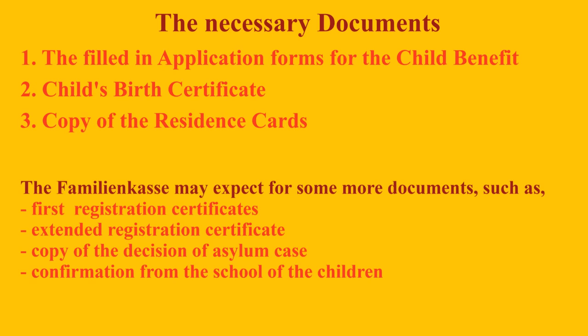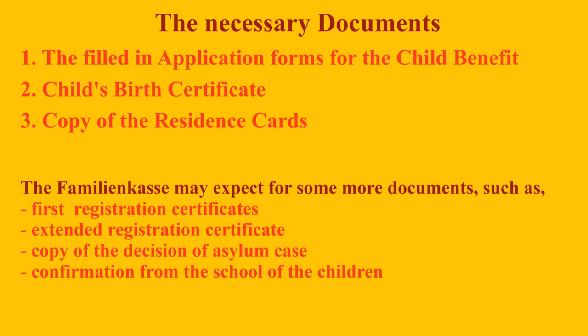Familienkasse asks for a confirmation from the school of the children, so that they can find out whether these children attend the school or not. This confirmation from the school is called Schulbescheinigung in German language. In addition, depending on the individual case of the applicant and his or her family, the Familienkasse may ask this person for some more or some other documents of him or herself, or of his or her spouse and his or her children.